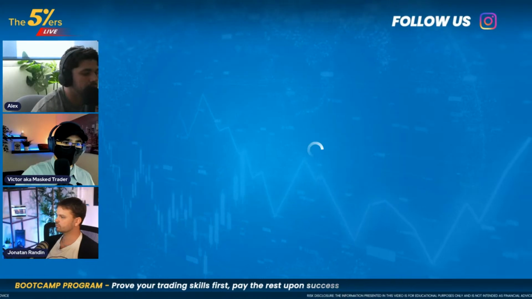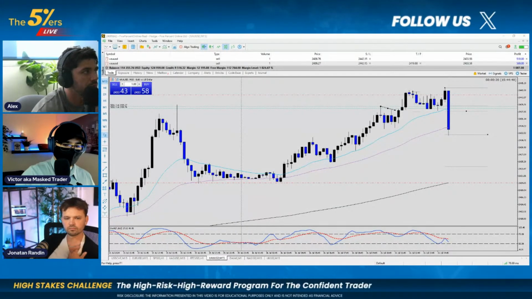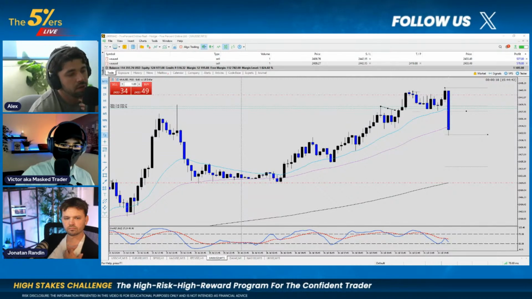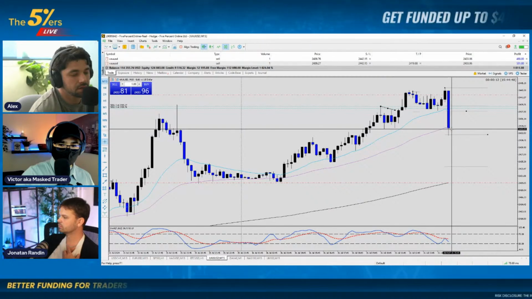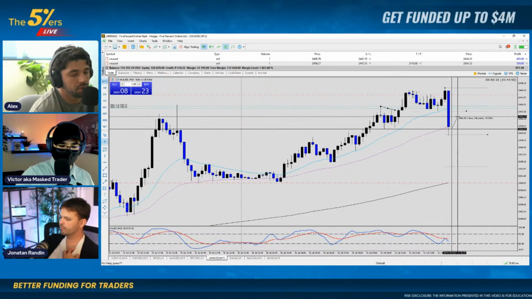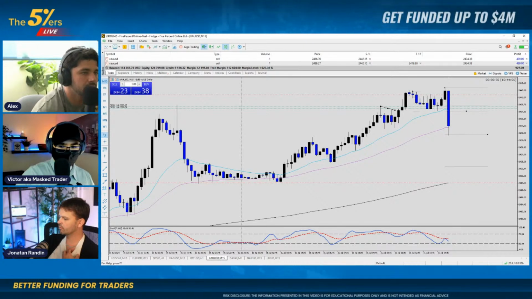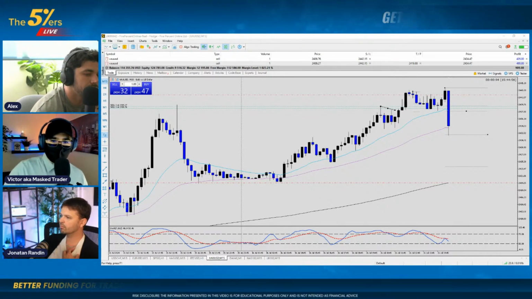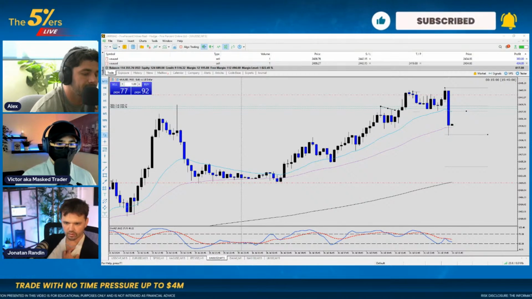Let's go back and have a look and see what it's doing. The 15-minute has got 22 seconds to actually do anything. It's probably going to close. The next candle is probably going to open a bit higher and then come down. That's what I think is going to happen anyway. There you go.